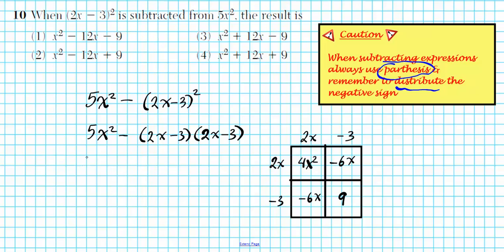All right, so you have 5x squared minus, now remember I told you earlier, do not forget to use the parentheses when you're subtracting expressions. If you drop the parentheses, you get the problem wrong. Okay, so above the parentheses, now this is how you write the answer. 4x squared, the terms on the diagonals are like terms, so I can combine these two. Okay, what is negative 6x minus 6x? If you combine those two, you get negative 12x. Okay, so the two middle terms combine to give you negative 12x, and the last term is plus 9.